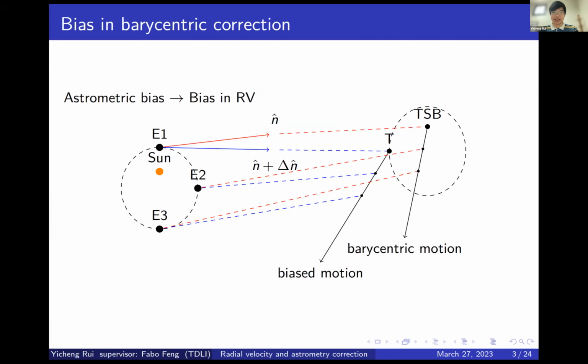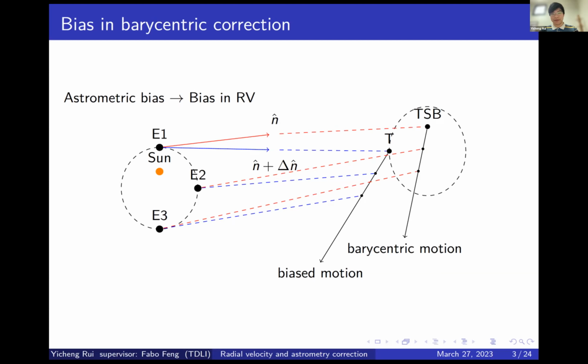This is because the proper motion, as a part of the astrometry, is also biased. So this delta n would be coupled with the Earth's motion and make an annual noise in the radial velocity result, which is very bad for detecting Earth twins because we know that an ideal Earth twin has exactly a period of 1 year.